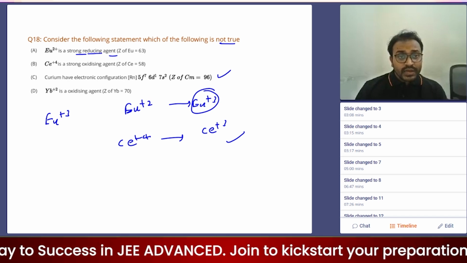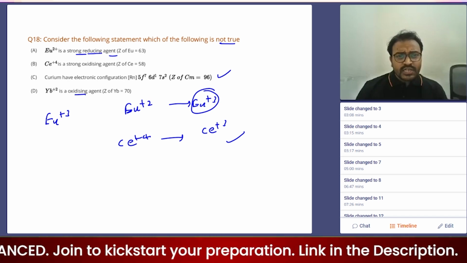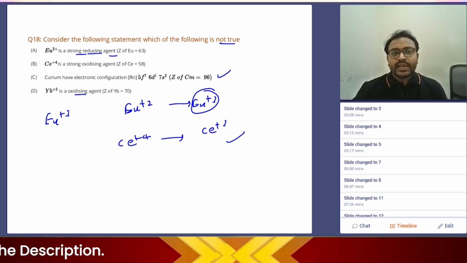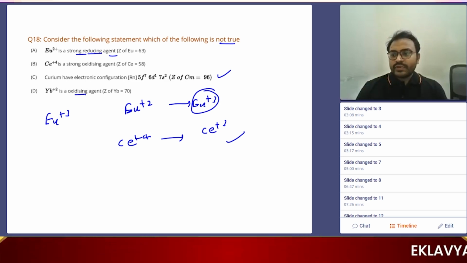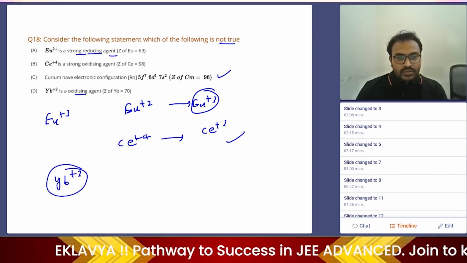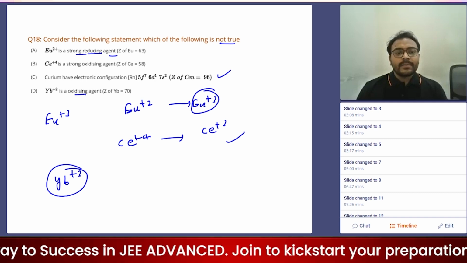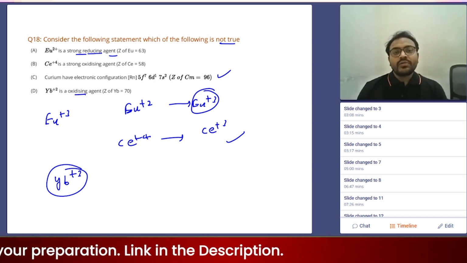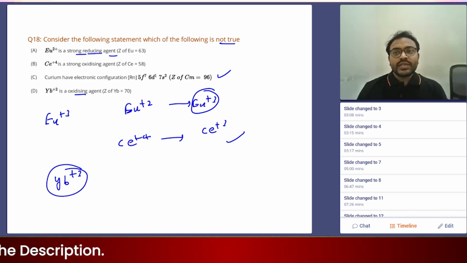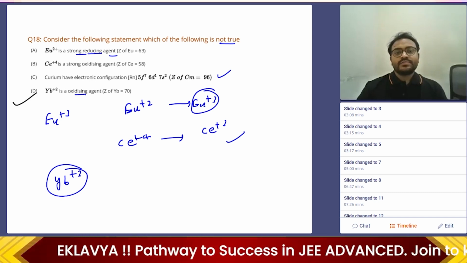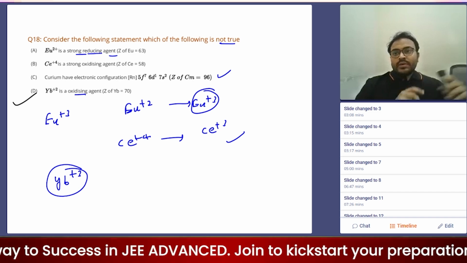Okay. Next statement given, Yb2+ is a strong oxidizing agent. It means if it is a strong oxidizing agent, it will oxidize others but self reduce. But we know that Yb+3 is the most stable oxidation state. So that's why Yb2+ cannot behave as an oxidizing agent because it is self oxidizing. It is not getting self reduced. So the incorrect statement we have is option D. Right?